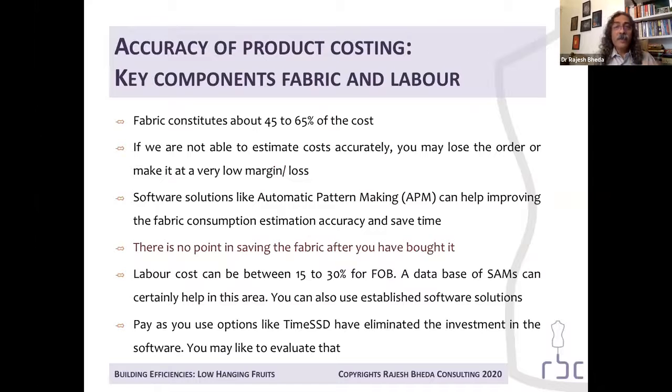Now, again, in the pre-production area, one of the concerns of many buyers is, does a supplier give us accurate costing in the first place? So first, FOB costing is very, very important. We find that a lot needs to be done. Almost 45 to 65% of the cost of the garment is fabric, and fabric consumption estimation is still an area which needs a lot to be done.